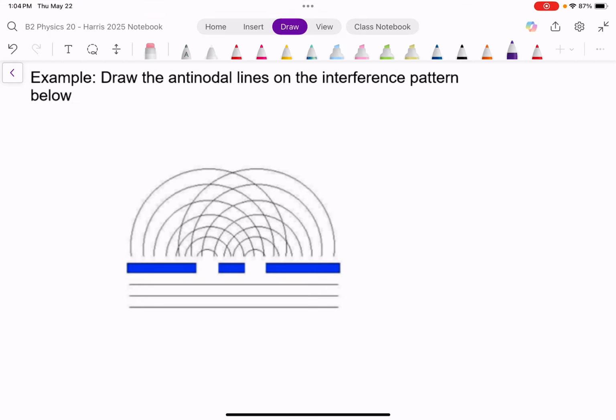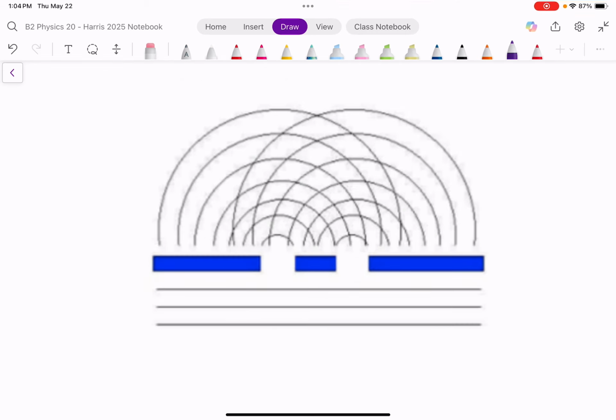So I'm going to say grab a pen or a marker or something like that. But these two empty spaces here, these are going to be our sources. Okay, so you can label these as your sources. And then we are going to start with one source. And how it works is that every other line is going to be a crest, or every other line is going to be a trough.